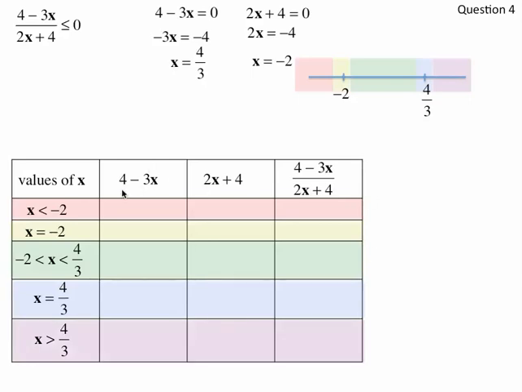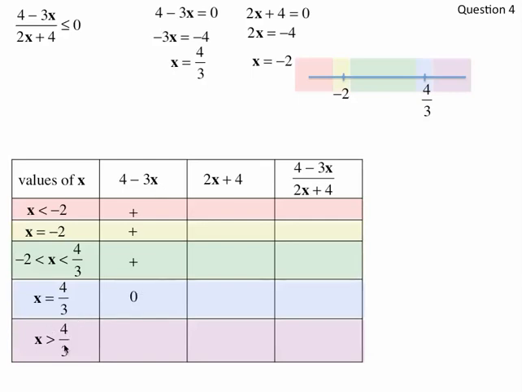Okay, so what's the sign of 4 minus 3x when x is less than negative 2? For example, when x is negative 3, we get 4 minus 3 times negative 3, which is plus 9. 4 plus 9 is 13, which is positive. When x is equal to negative 2, 3 times negative 2 is plus 6. 4 plus 6 is 10, which is positive. And here, when x is between negative 2 and 4/3, for example, when x is 0, 4 minus 3 times 0 is just 4, which is still positive. When x is equal to 4/3, 4 take away 3 times 4/3, the 3's cancel, and we're left with 4. So 4 minus 4 is 0.